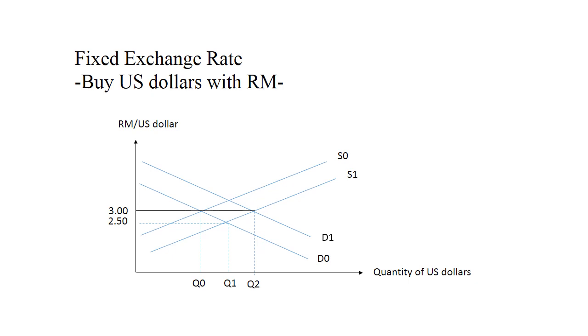Thus it will cause the new equilibrium to be back at the exchange rate of 1 US dollar equal to 3 ringgit. So the exchange rate is going to remain at 3 ringgit. This is how the government fixes the exchange rate. Okay, thank you.